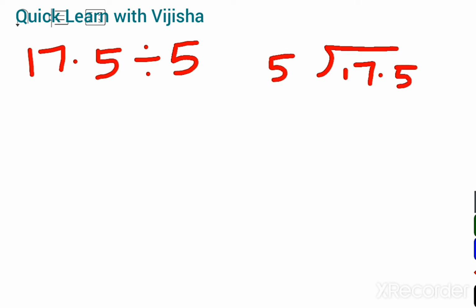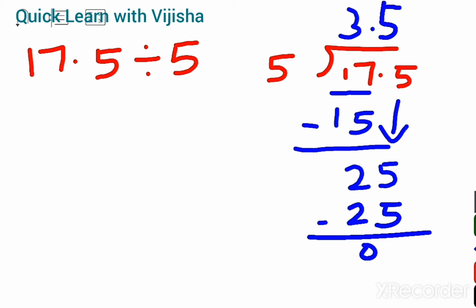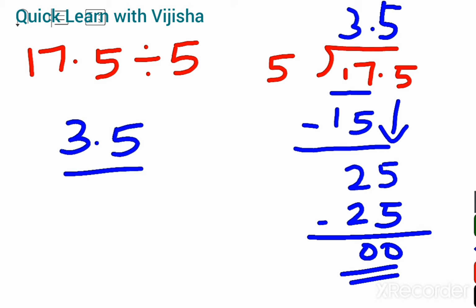17.5 divided by 5. 5's table, 1 doesn't go. So we will take two numbers in the starting. So 5 3s will give you the answer as 15. Remainder is 2. Understanding? Now before carrying down this 5, we will put a decimal because here decimal is there in the question. And 5 5s will give you the answer as 25. Now your division is completed. So for 17.5 divided by 5, your answer is 3.5. I hope you are understanding the question, students.